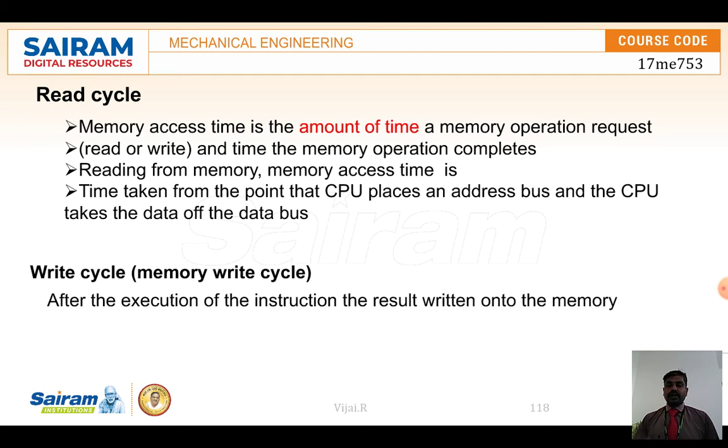A read cycle, now we can see, the memory access time is the time taken from the point the CPU places the address on the address bus, what is in the instruction, and it takes back the data from the data bus. Until that, this is called the read cycle. And a write cycle is the one after the execution of the instruction, how much time it will take to write in the memory. So that is the time taken to write things in the memory.